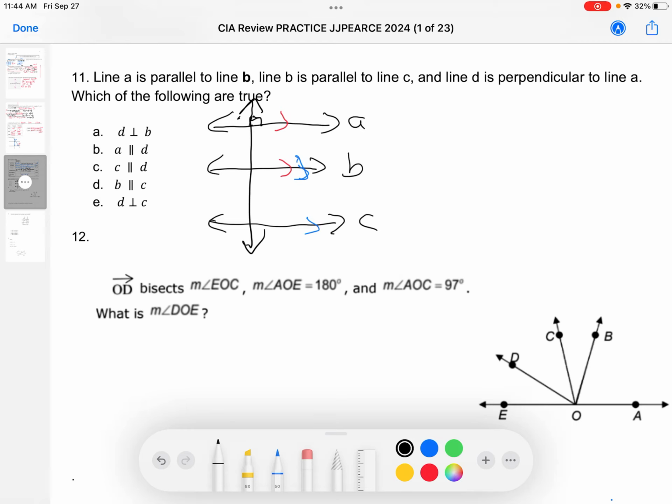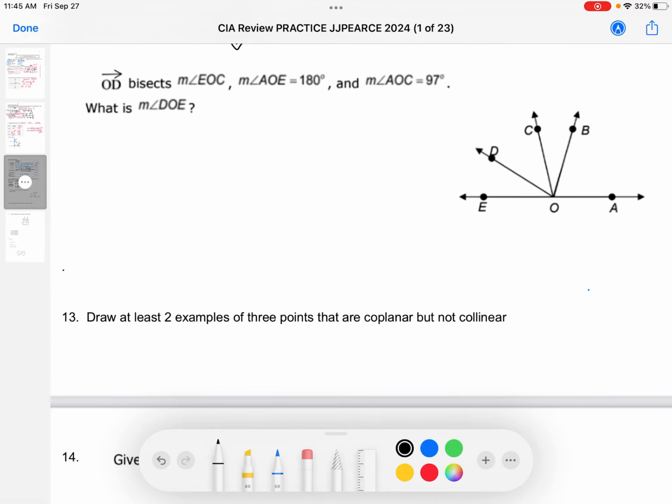Perpendicular. Okay, if A is perpendicular to C and all of these are parallel to each other, then those are also perpendicular. So D is also perpendicular to B. That is true. A is parallel to D: that is not true. C is parallel to D: that is not true. B is parallel to C: that is true. And D is perpendicular to C: that is also true.